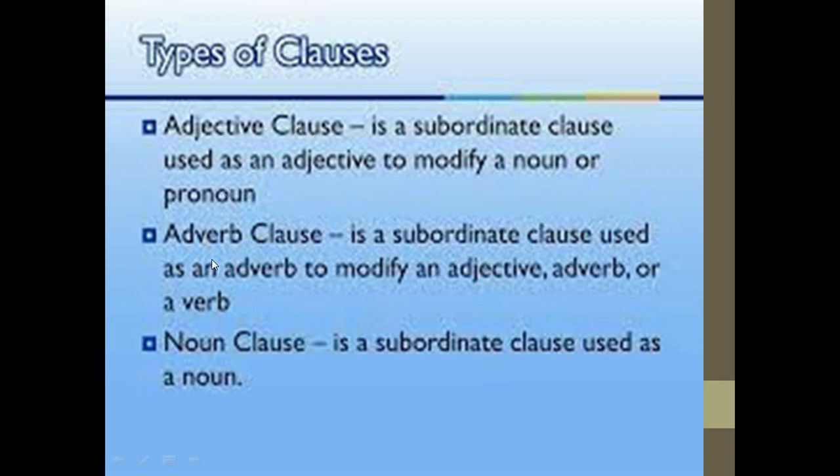Now come to the adverb clause. We know that an adverb is a word that modifies a verb. It describes the verb, and it is placed before the verb to describe its quality. But an adverb clause is a subordinate clause used as an adverb to modify an adjective, adverb, or verb. It's not only the verb that it modifies. This is an adverb clause. Then a noun clause is a subordinate clause used as a noun. It means a part of a sentence that is used as a noun is called a noun clause.